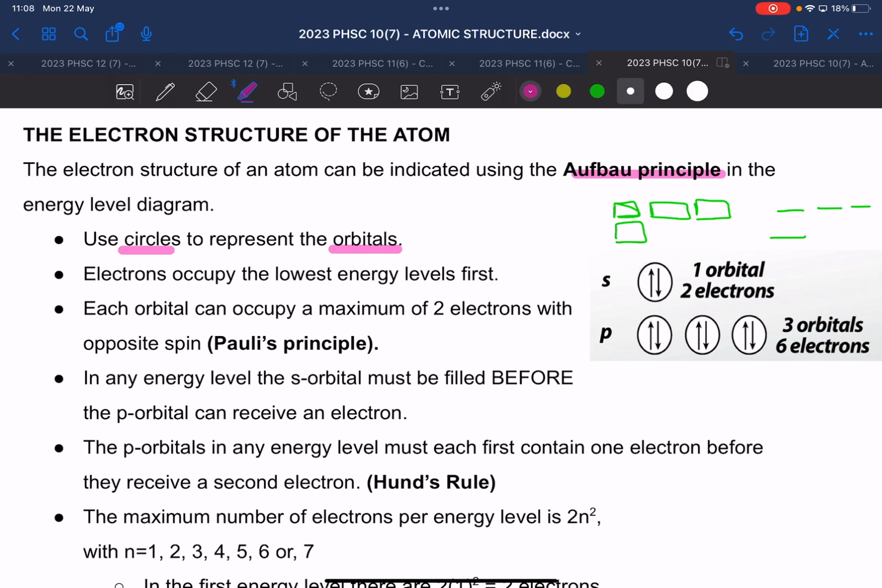Then the electrons occupy the lowest energy levels first. You start from the 1s and then you move up, because they want to be the closest to the nucleus. Then, according to Pauli's principle, each orbital can occupy a maximum of 2 electrons, and they must have opposite spin. They spin in opposite directions. You can either draw 2 arrows like the picture I have here, or you can draw half arrows like that. You'll see I draw half arrows.